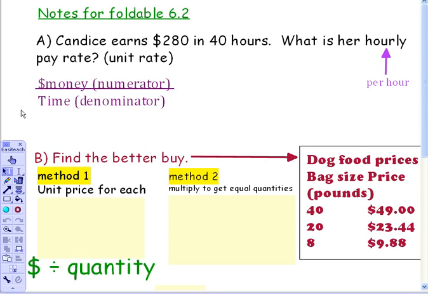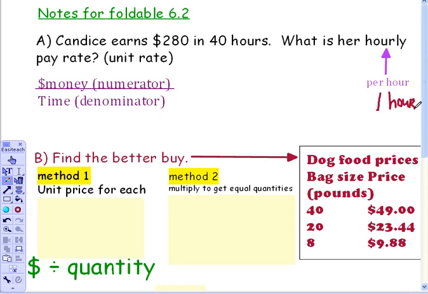In example A, Candace earns $280 in 40 hours. What is her hourly pay rate? So in this case, we're hourly. We're talking about how much per hour. Okay? So a unit rate here is what we want to know. We want to know how much for one. So we're looking at her pay rate for 1 hour.